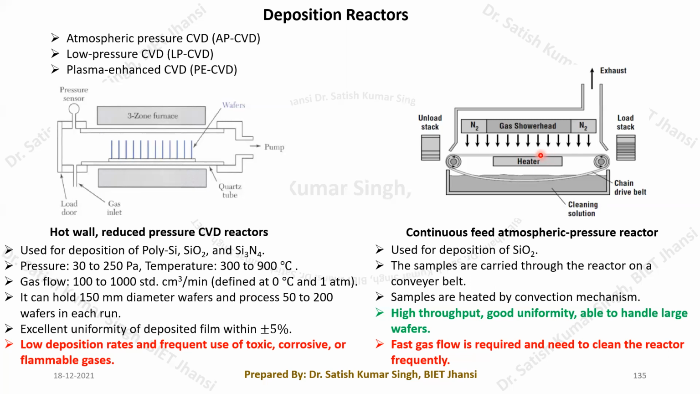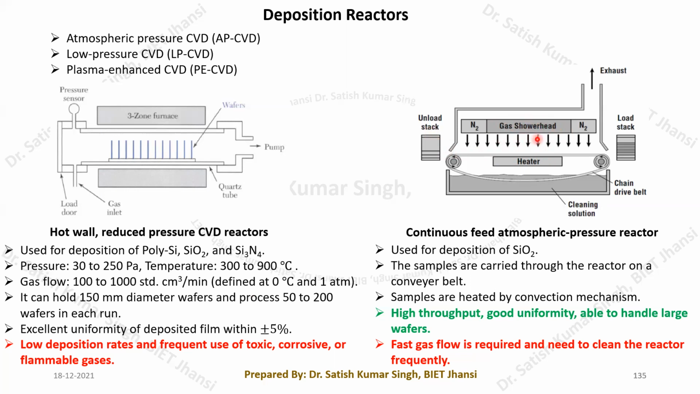The gas will be coming from this central top side, this gas shower head. From this shower head, the gas will enter. It will come to this particular region, make the reaction, and then a layer will be deposited. Once this operation is over, the conveyor will take out this particular wafer, and then it will be unloaded at this particular place. So this way, this will happen.